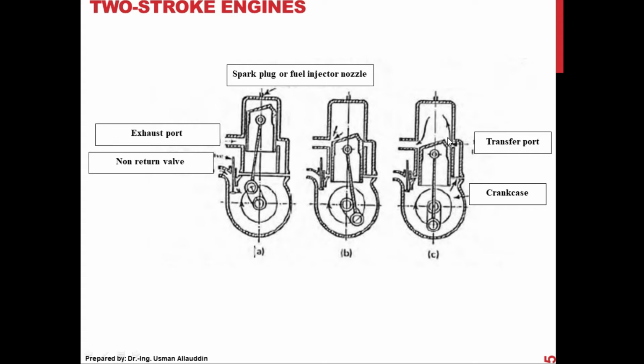Then when the piston goes up, this air fuel mixture is compressed. So the air fuel mixture will come into the crankcase when the piston is going in the upward direction, from bottom dead center to the top dead center, and it will be slightly compressed. So this is the working of a two-stroke engine.